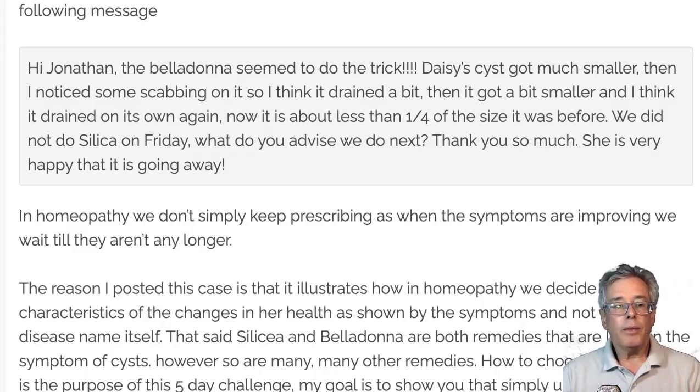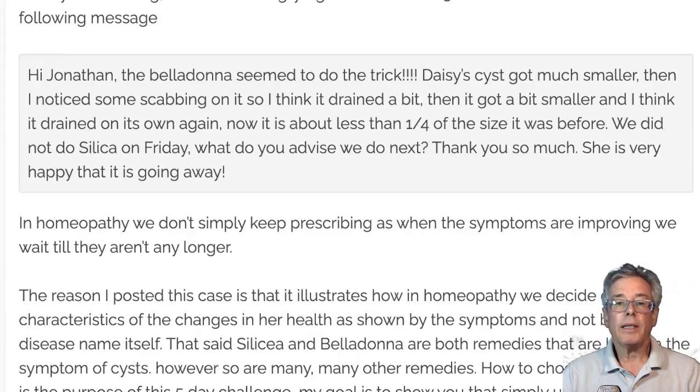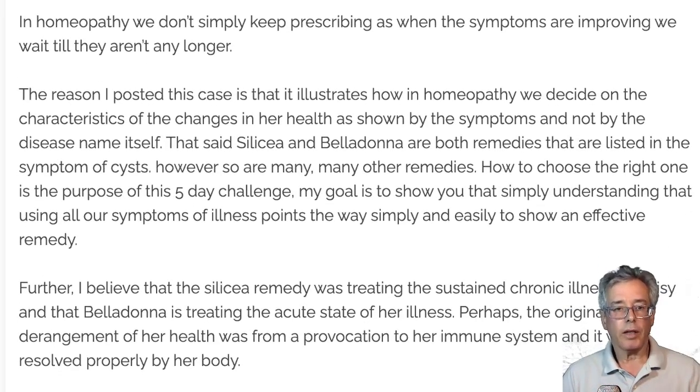So in homeopathy, we simply don't keep prescribing when something is still in flux. In other words, there's still something happening from the previous dose. And in this case, the symptoms are improving. So we would wait until they aren't any longer. So in simple terms, if you had a headache and you took an ibuprofen or Tylenol or Advil, Motrin, whatever, and the headache symptoms went away, well, you wouldn't take another if you don't have a headache.